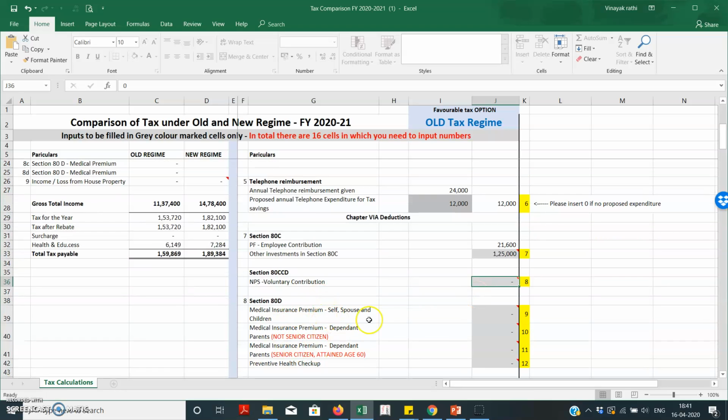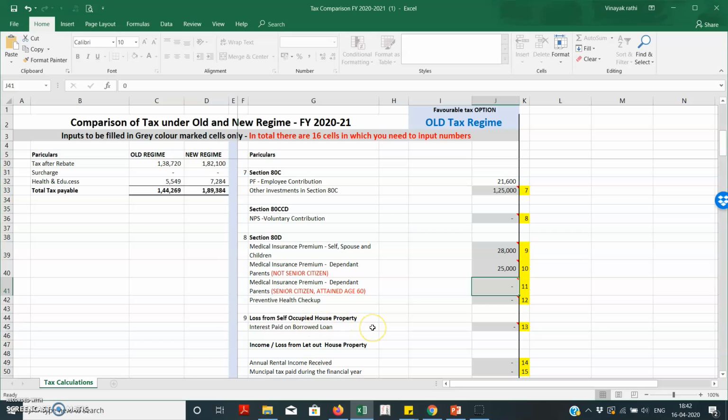80D refers to medical insurance for self, spouse or children, medical insurance for dependent parents who are not senior citizens, medical insurance for parents who are senior citizens, and preventive health checkup. For example, we will take it here as 28,000. However, the limit is only 25,000. For senior citizens, if we take that as 25,000.